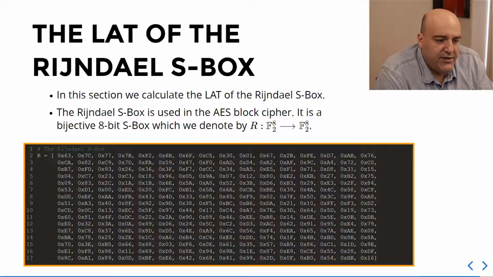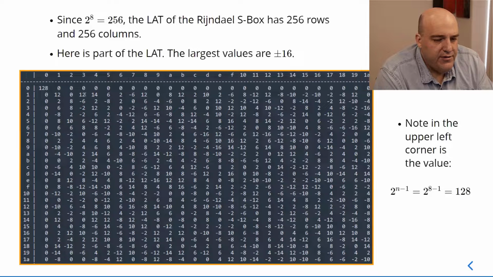The Rijndael S-box is an 8-bit S-box, and here are the values of it. So if we just call our function on this value of r with 8 bits, input and output, we should get the LAT. It turns out to be this. Now this LAT is quite large because 2 to the 8 is 256. So this LAT has 256 rows and columns. Here's just a little piece of it. Notice the value in the upper left corner there is 128, which is 2 to the 8 minus 1, 2 to the 7. And we see that this LAT has some slightly large values, which are plus and minus 16.